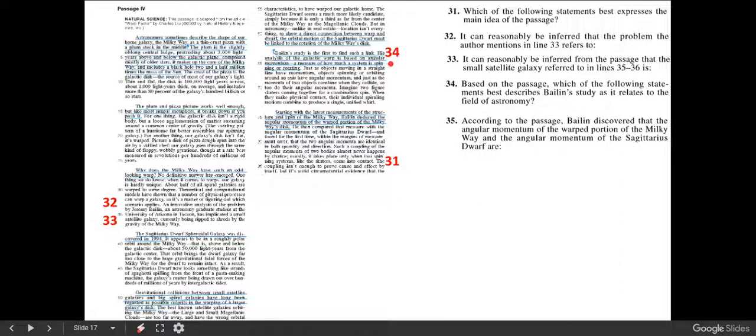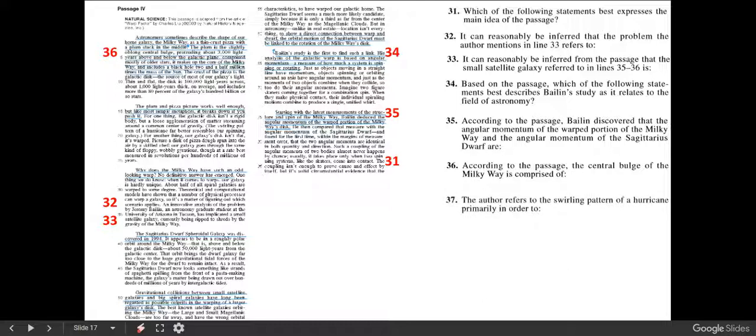Baelen discovered the angular momentum of the warped portion of the Milky Way. So angular momentum, we saw two spots here and up here, but warped portion of the Milky Way is in this last sentence. So I'm going to put 35 right there. 36, the central bulge of the Milky Way, that was up there at the beginning. The author refers to the swirling pattern of a hurricane. So I don't remember reading that when we mapped it, so we're going to skim the passage and see if you can find the word hurricane anywhere. And I do find it right over here, hurricane. If you can't find it, you would put 37 down there at the end.